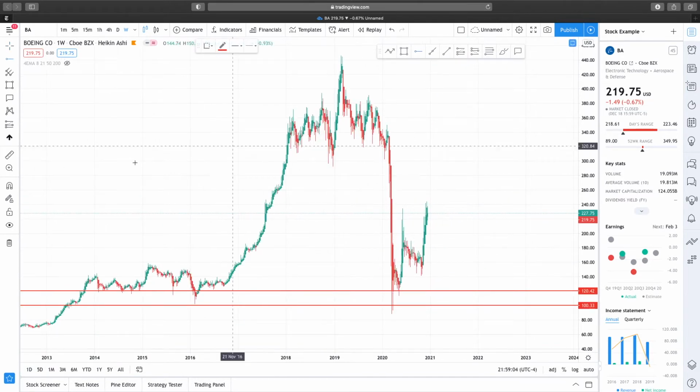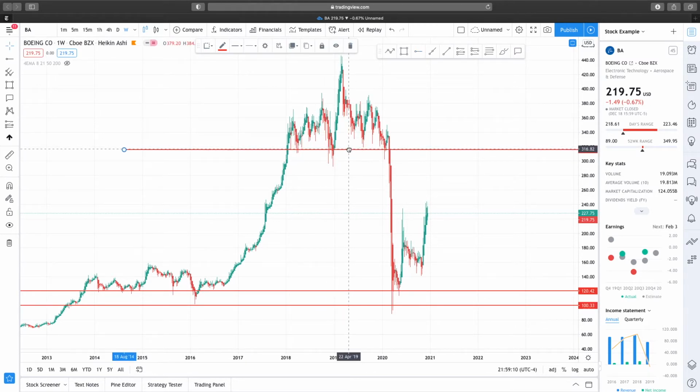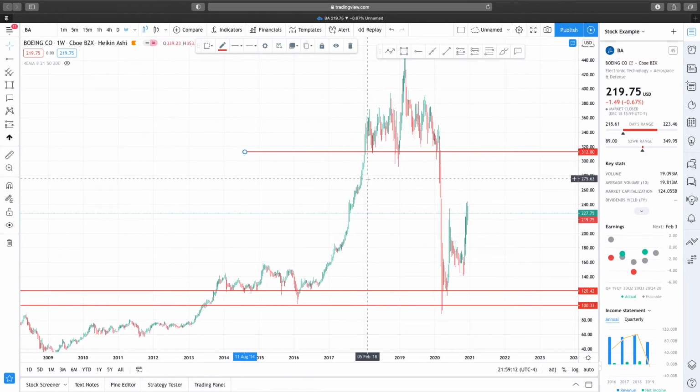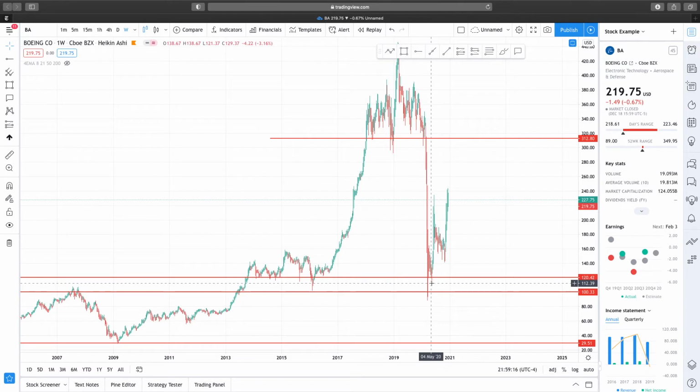And additionally, we can also highlight this level around the $320 level where price did have multiple reactions off as well. So these are our key levels on the weekly chart that we know price should typically respect. And as you can see, we had massive reactions and shifts in price at these levels.